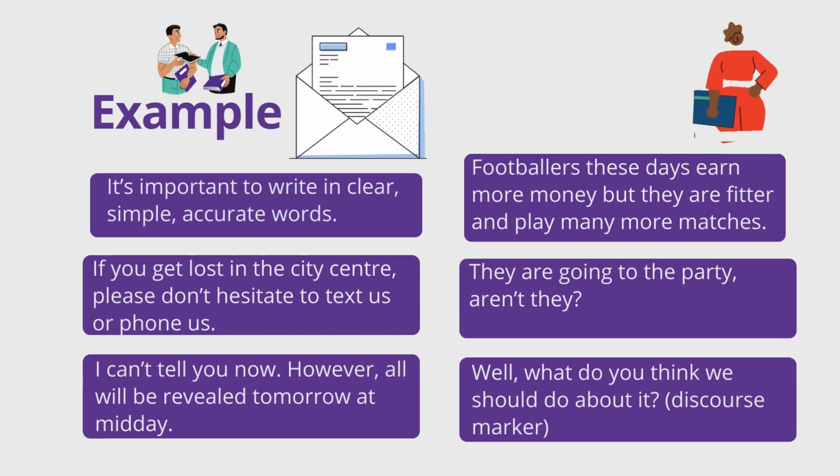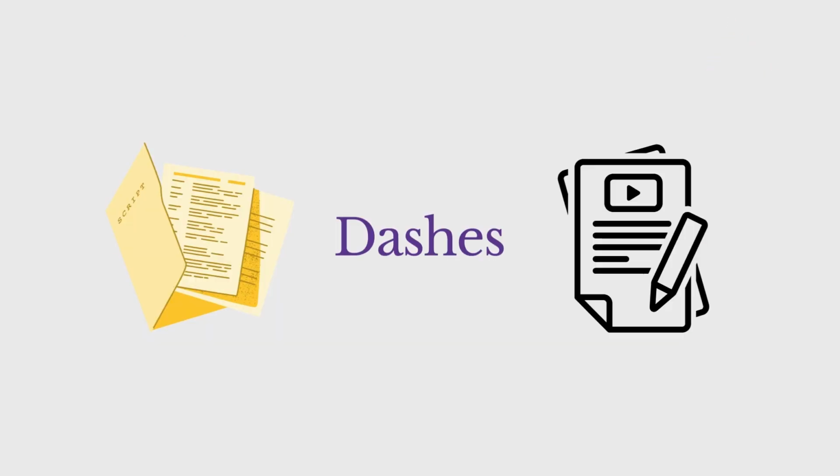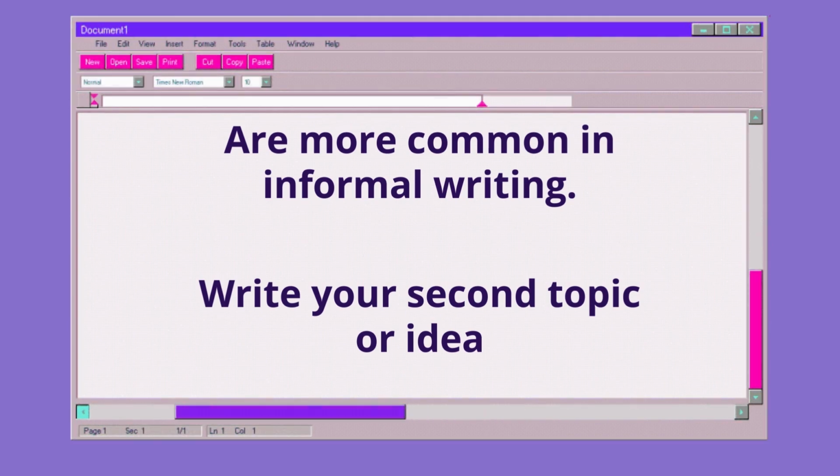Examples. It's important to write in clear, simple, accurate words. Footballers these days earn more money, and they are fitter and play many more matches. If you get lost in the city center, please don't hesitate to text us or phone us. They are going to the party, aren't they? I can tell you now, however, all will be revealed tomorrow at midnight. Well, what do you think we should do about it? Discourse marker.